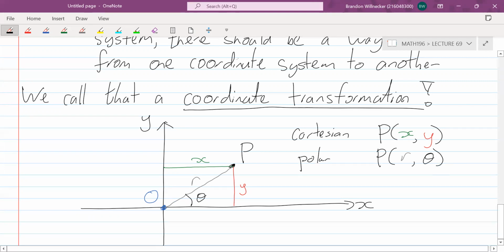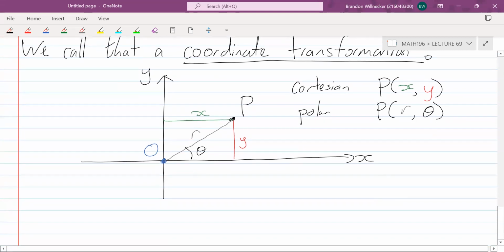Okay, so how do we go from one to the other? Well, look at what we've set up here. We've set up ourselves a right angled triangle with a radius or hypotenuse r and angle theta. The opposite is given by y, the adjacent is given by x. So we can just use a bit of trig to go back and forth.